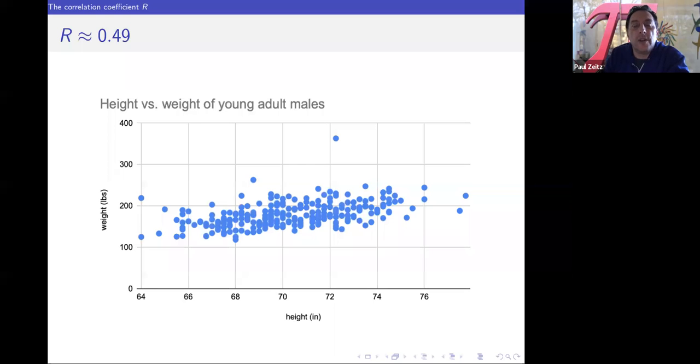Okay, so back to our young adult males, and the value of R is about 1/2. So it's positive, and it means that there's a positive association. In other words, what's being said in some sense is the taller you are, the heavier you are.